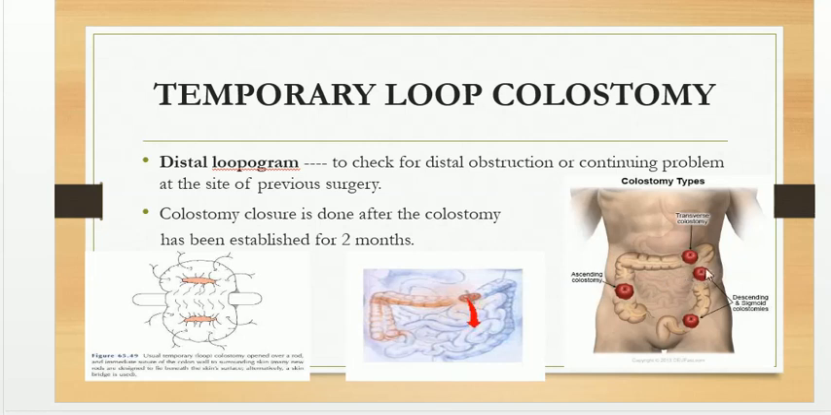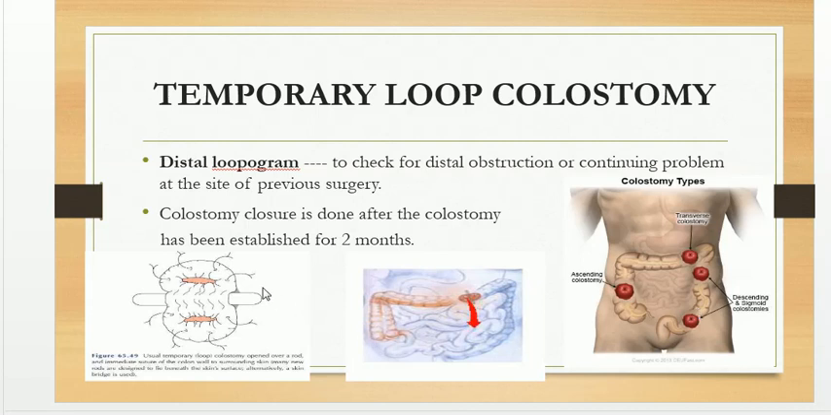Ascending colon and descending colon colostomies are difficult because these are retroperitoneal. We have to mobilize a lot before bringing them outside with intact blood supply. Transverse colon and sigmoid colon have the advantage because they have a lot of mobility due to their mesentery. So these areas are easy to bring out with their blood supply.